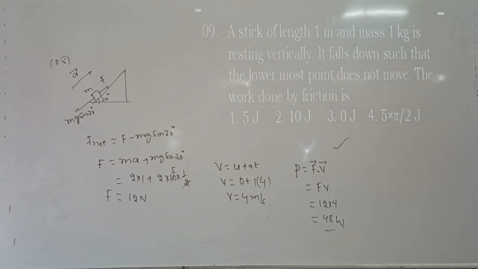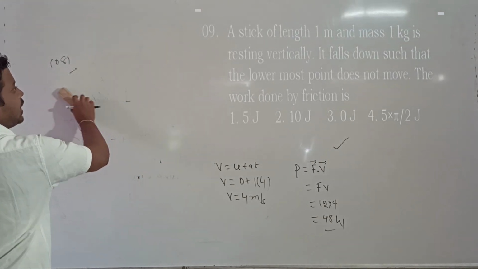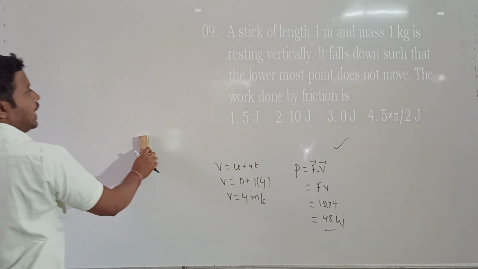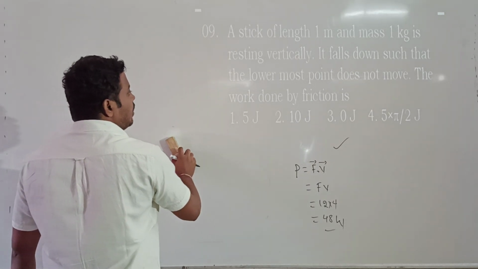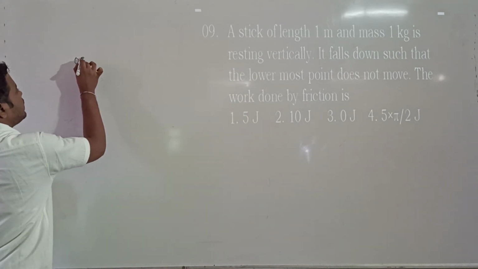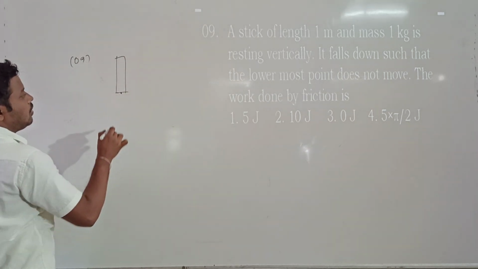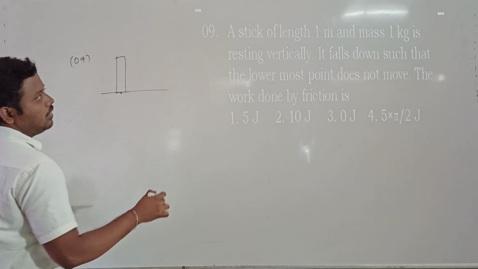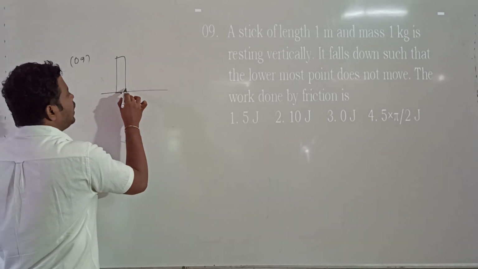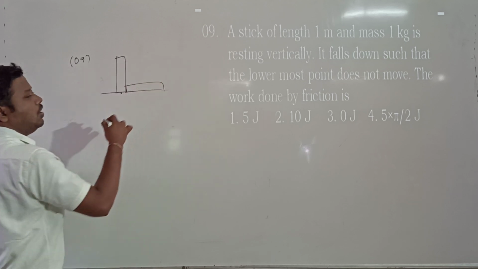Question number 9. A stick of length 1 meter and mass 1 kg is resting vertically. If it falls down such that the lower point does not move, then what is the work done by the friction? What they are asking is, the stick was initially vertical with one point of contact with the ground. Now the stick falls down such that the lower point does not move. The lower point, the fixed point, is constant while it is falling down.